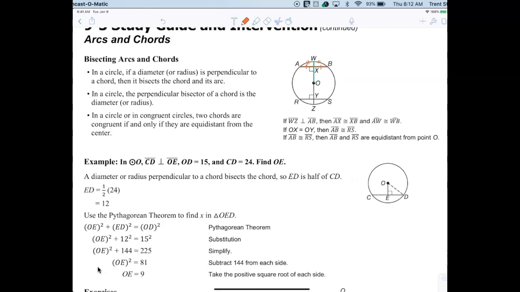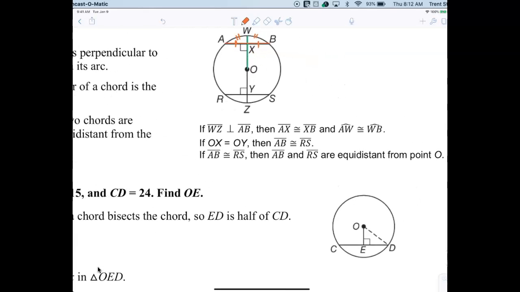Here's the other thing. If RS is equal to AB, that means they have to be the same distance from the center of the circle. That means that OX would have to be the same as OY, which is kind of interesting, but it's true.